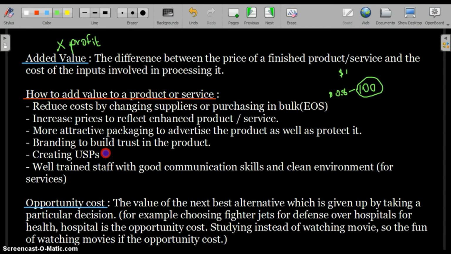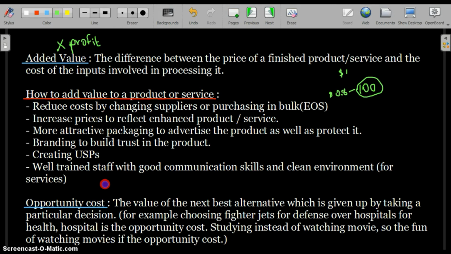Then USPs, unique selling points. I think we've already discussed unique selling points in unit 3, same chapter, marketing mix, I believe. So you can check that out as well, what are USPs and all. But basically these are unique selling points that your product offers, that tell that your product is different from other products. So hence you can charge a greater price, and greater price means greater added value.